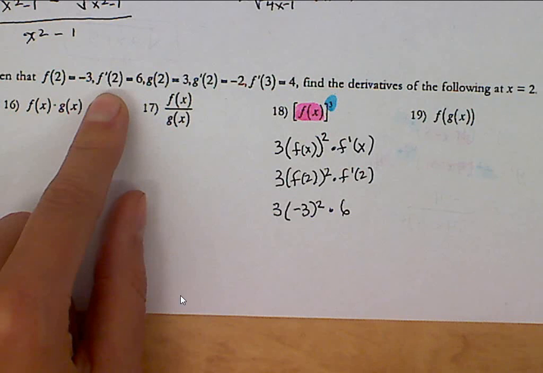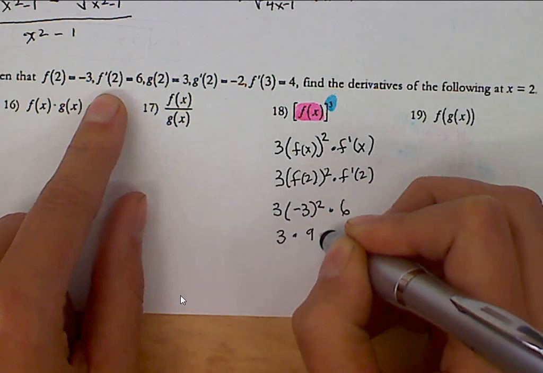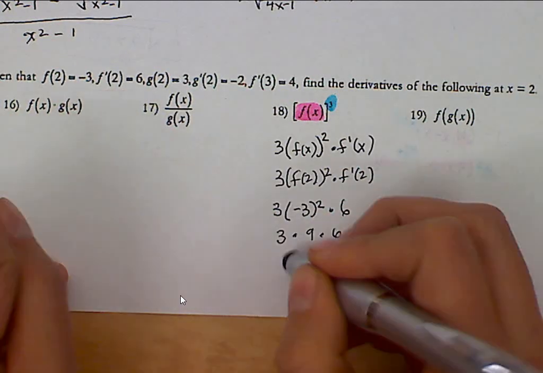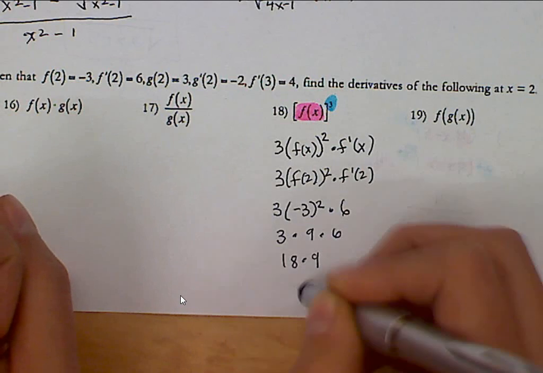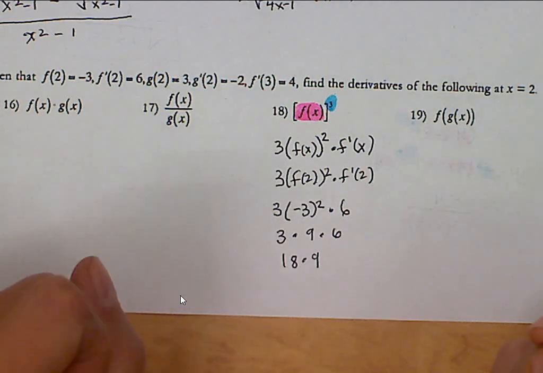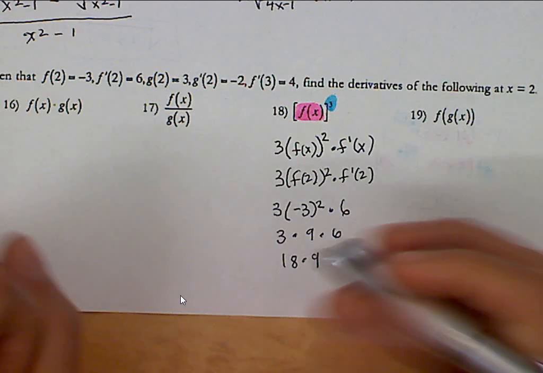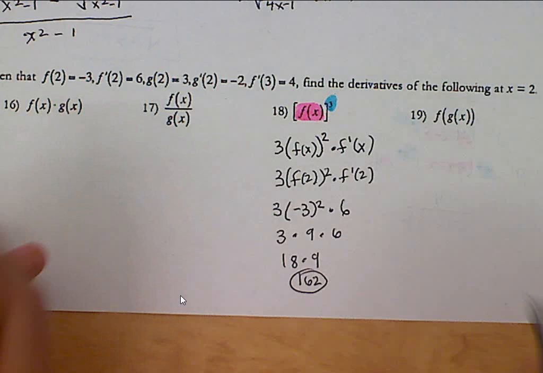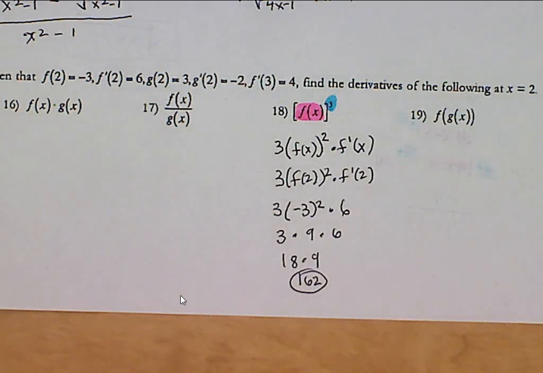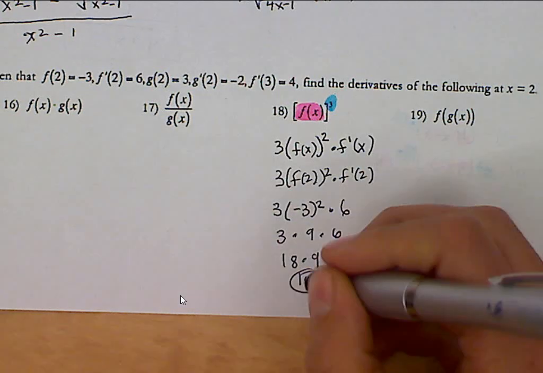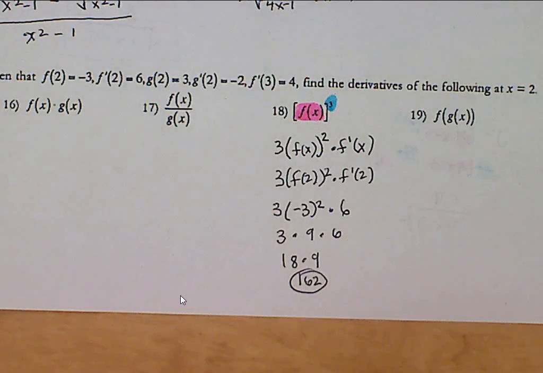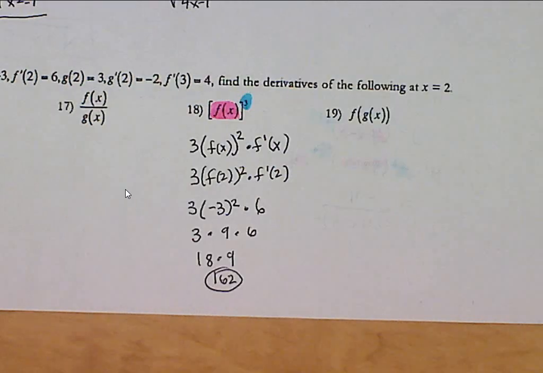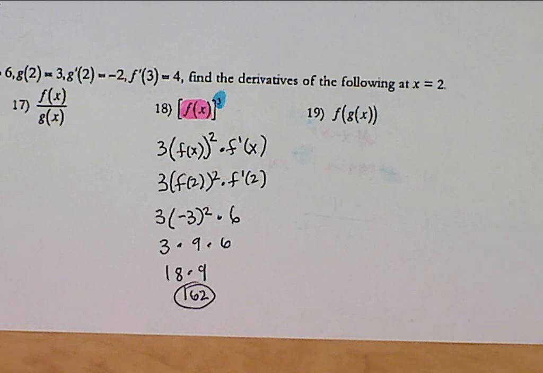So this is 3 times 9 times 6, which is 18 times 9, which I'm not really sure what that is. 81 times 2, 162, I think. Okay. That's my guess. Yeah. No, 162. Okay. And then let's do this other one.